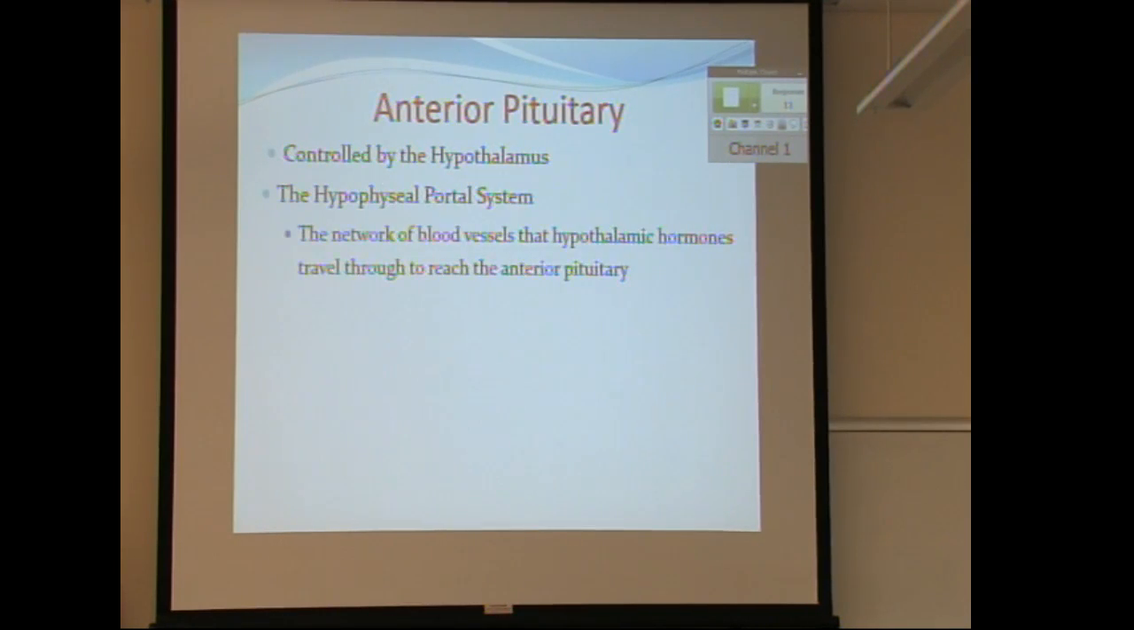All right. And in order for those hypothalamic hormones, the releasing and the inhibiting hormones, to go to the pituitary, you need it to be rapid. You don't want to just put them in the blood and have them circulate through the whole body. You've got the pituitary right there. So this is a special system, called the hypophyseal portal system, that takes the hypothalamic hormones straight to the pituitary. So you can get a very rapid response that way. It's a network of blood vessels.